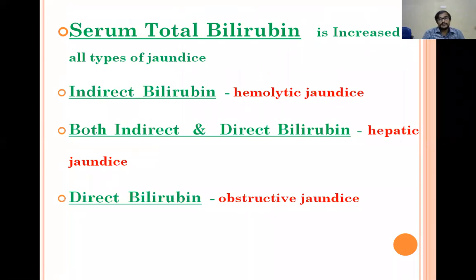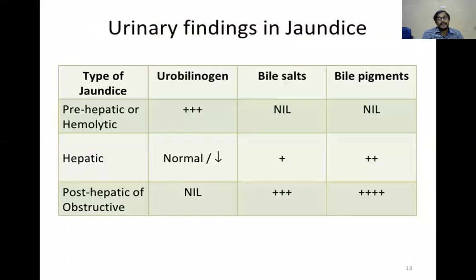So serum bilirubin will increase in all types of jaundice: indirect in hemolytic, both indirect and direct in hepatic, and direct is increased in obstructive jaundice. And coming to the urinary findings, urobilinogen is increased in prehepatic or hemolytic jaundice, and bile pigments and bile salts in urine are significantly seen in post-hepatic jaundice.